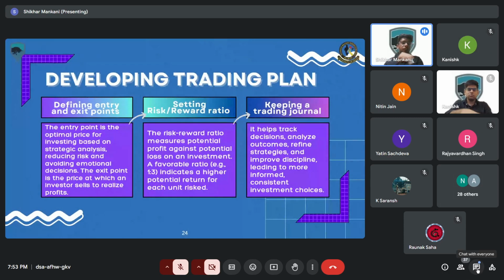Now, all these things are useless if you don't follow a trading plan. If you ask any successful trader or any successful investor, they'll always say: have a trading plan and stick to it.